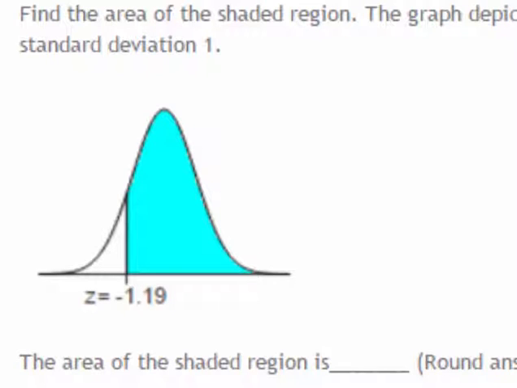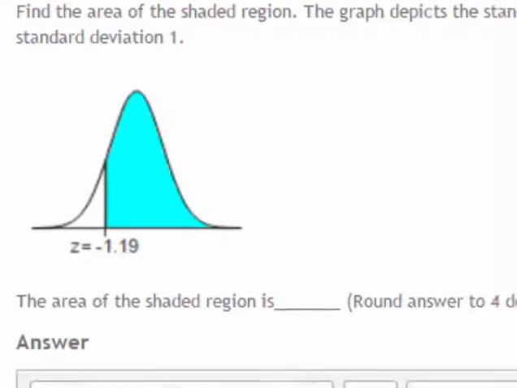Here we have a similar problem in the standard normal distribution with mean 0 and standard deviation 1, and we're asked to find the area under the curve above the z-score of negative 1.19. Again, note that this z-score is to two decimal places, and in general, all z-scores will be taken to two decimal places when input into the TI-83 or TI-84.